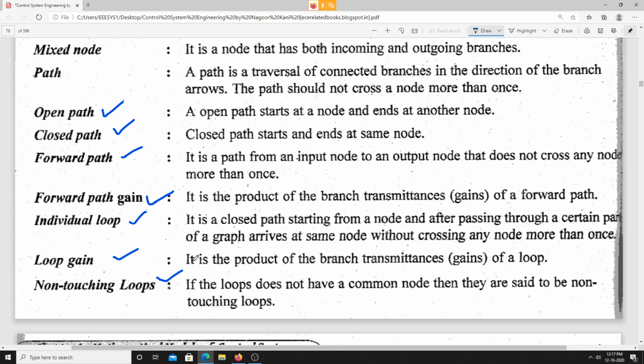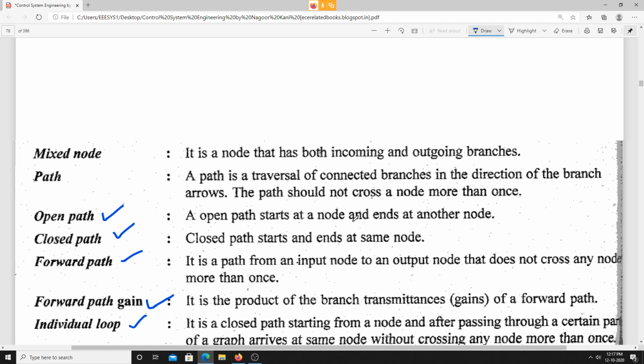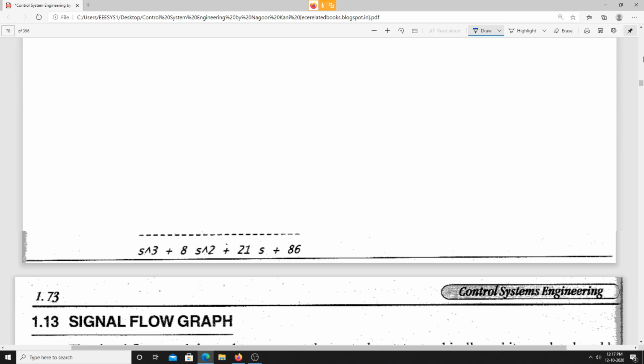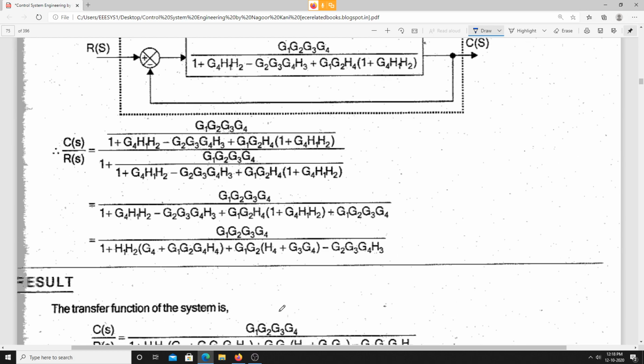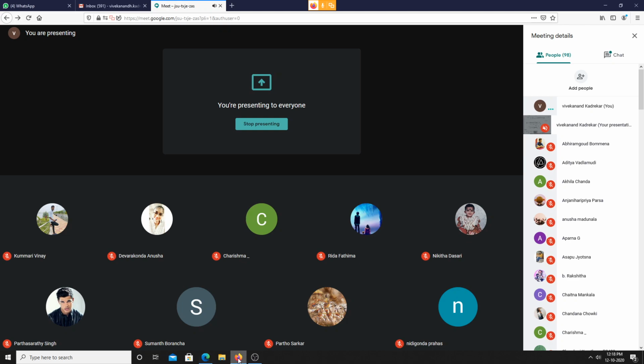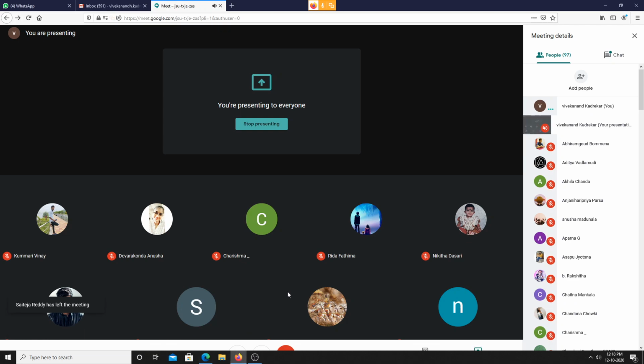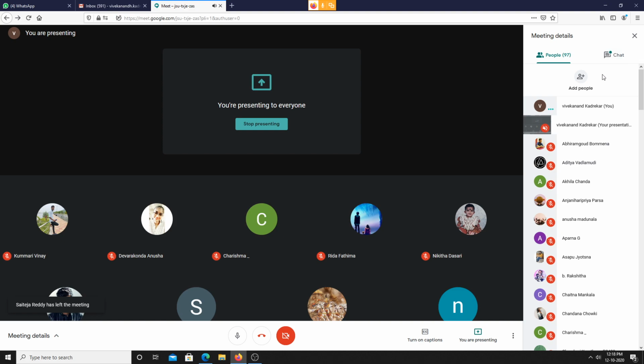Any doubts? Now you can ask me regarding the topic we have discussed today. I will stop here. Please, any doubts you can ask me regarding the block diagram reduction techniques. Any doubts? You can ask me any doubts regarding this topic, block diagram reduction.